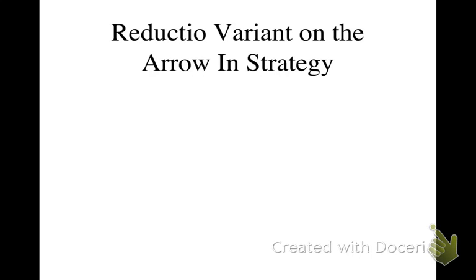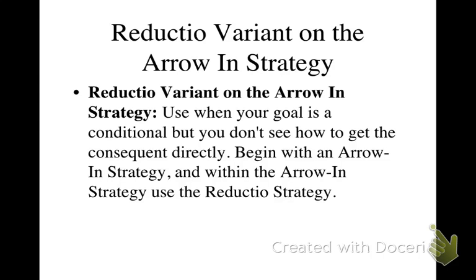This video will explain the reductio variant on the arrow in strategy. The reductio variant on the arrow in strategy says, use when your goal is a conditional, but you don't see how to get the consequent directly. Begin with an arrow in strategy, and then within the arrow in strategy, use the reductio strategy. I will show how this works with an example.